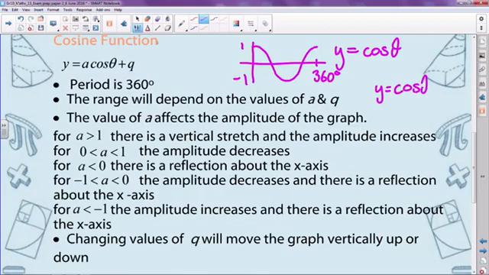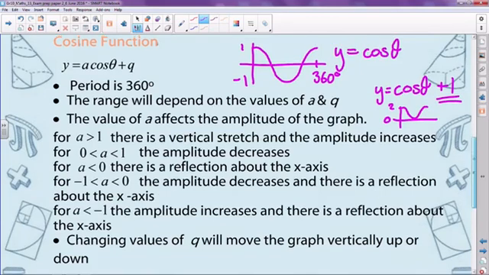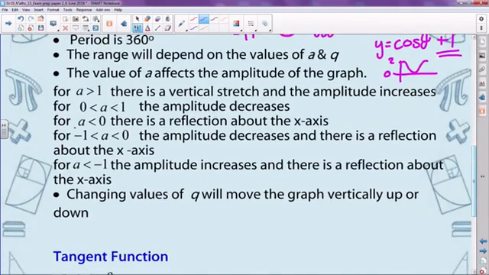So, cos theta plus 1, it's going to move up one space, which means that now it's at -2 and 0. The range has changed just because we moved it up. If we multiply cos by a negative, that means that the cos function is now going to be reflected. So it's going to be upside down. And it'll start over here at -1 and 1.